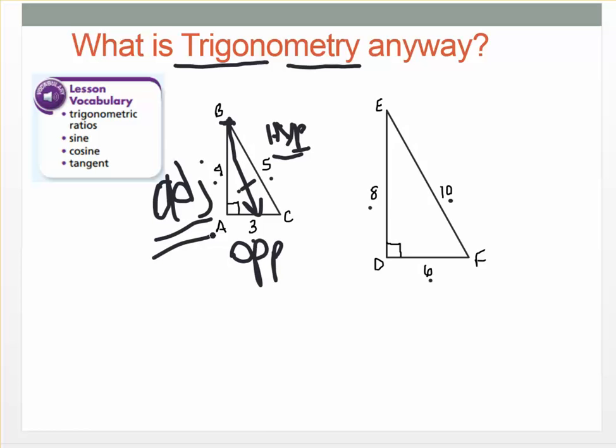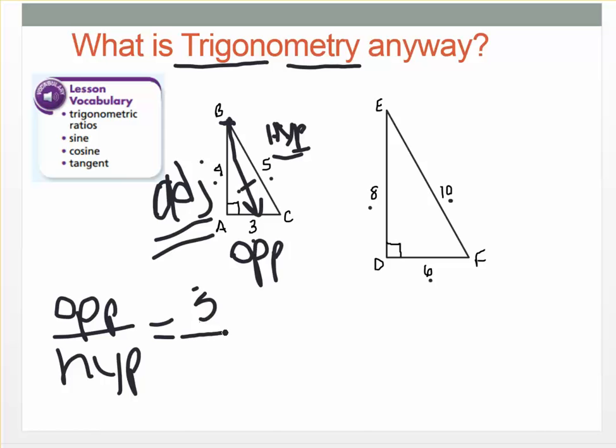So if I looked at the length of the opposite side divided by the hypotenuse, then I would get the ratio of 3/5. Now, let's go over here and pretend that we are angle E for a second. Since these triangles are similar, angle B and angle E are congruent. That means that no matter what the size of the triangle, if they're similar, the angles are congruent.